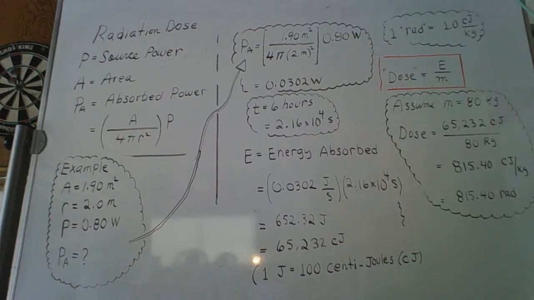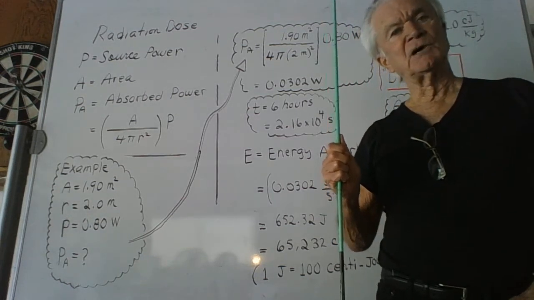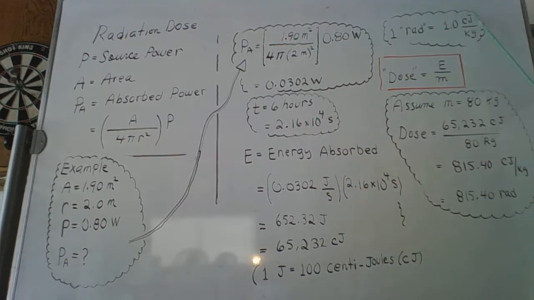Something else you need to know. There is a unit called the rad, which will turn out to be the unit of dose. A rad is 1 centijoule per kilogram. So for example, if a person absorbed full body exposure of 100 rads, then she would have absorbed 100 centijoules for each one of her kilograms, or 100 joules for every one of her kilograms.